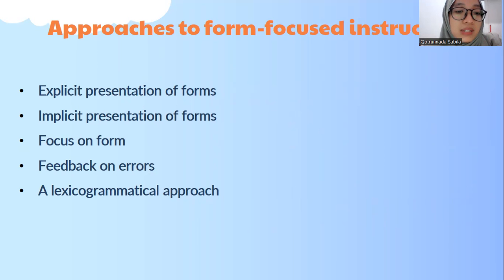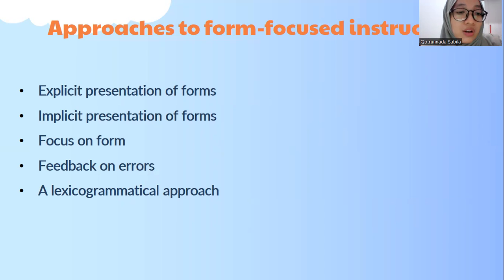And then implicit presentation of forms. In an implicit approach to grammar instruction, the teacher doesn't employ structural analysis or technical terms to explain the linguistic rules. Instead, the target form is used in the utterances made to communicate with the students. And then focus on form. A focus on form approach attempts to induce learners' incidental learning by drawing their attention to target forms while they are engaged in communicative activities.